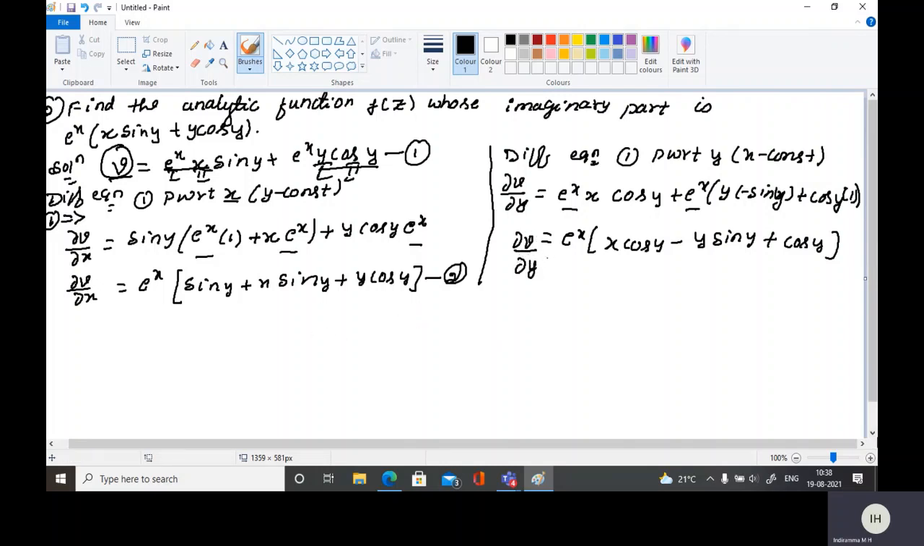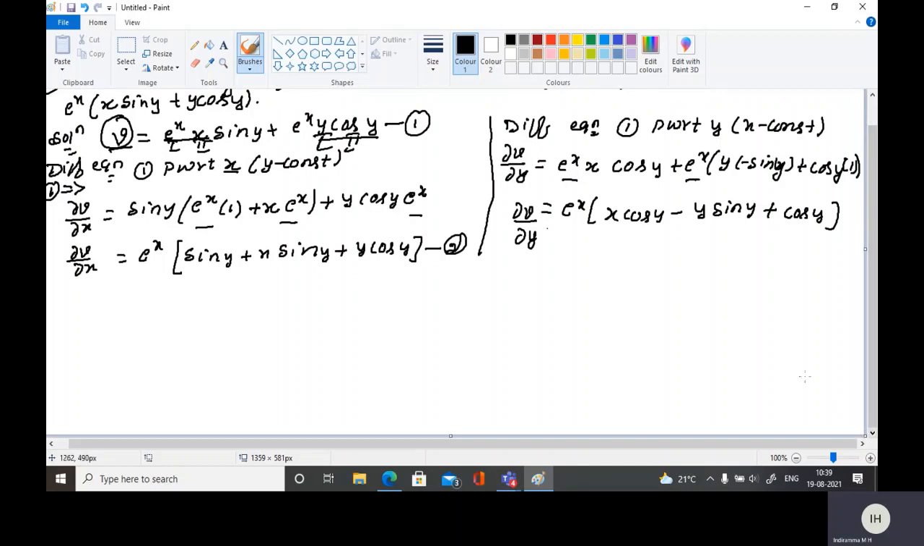So next, what I want to find first is f dash of z. What is the formula to find f dash of z? F dash of z is equal to dou u by dou x plus i into dou v by dou x. I will call this equation number 1. Dou u by dou x I cannot substitute because u is not given. Dou v by dou x we can substitute.